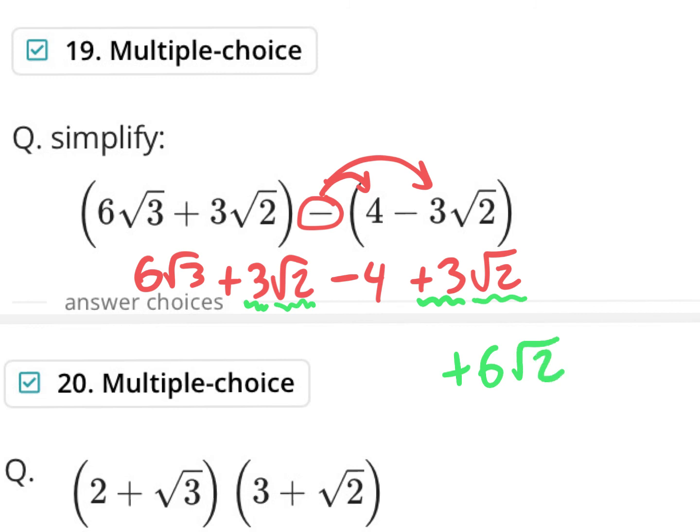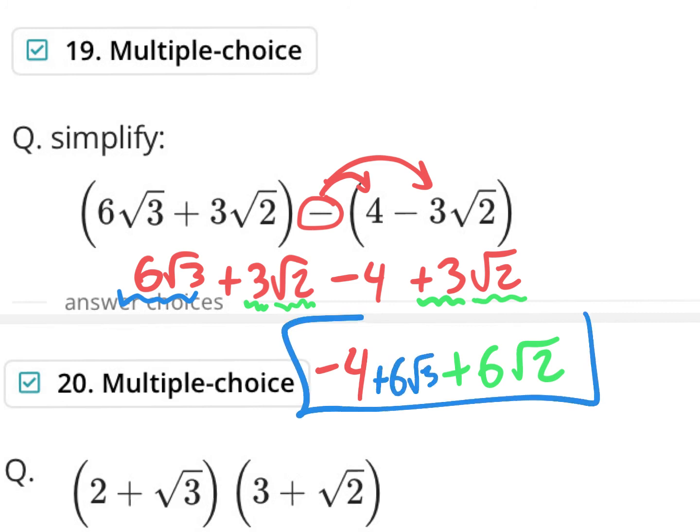What else? I want to put my minus 4 out in front. I want to put this positive 6 square root of 3 right there. And there's my answer: minus 4 plus 6 square root of 3 plus 6 square root of 2. I guess it doesn't really matter which order these are in, right? But let's put that nice number out in the front.